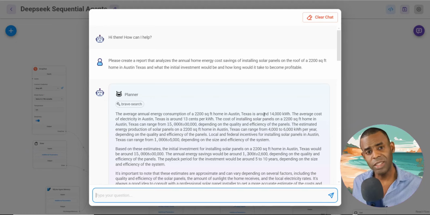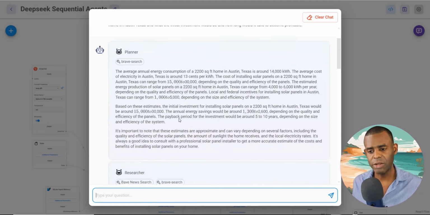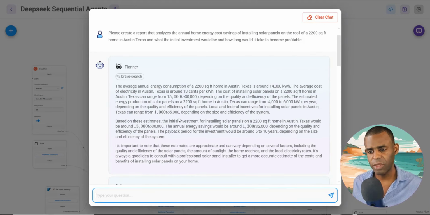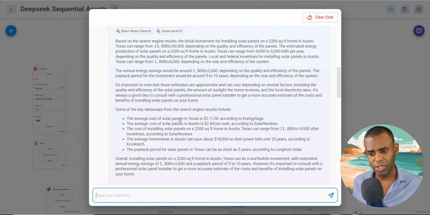And this one, we're trying to create a report that analyzes the home energy cost savings of installing solar panels on a roof of a 2,200 square feet home in Austin, Texas. And we're also trying to find out what the initial investment would be and how long it would take to become profitable. All right. So in this case, we actually had a planner. And this is an earlier model, and so the planner was coming up with basically an idea of how to start this, and then it was sending that to the researcher.